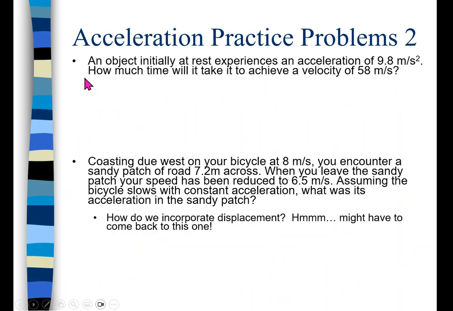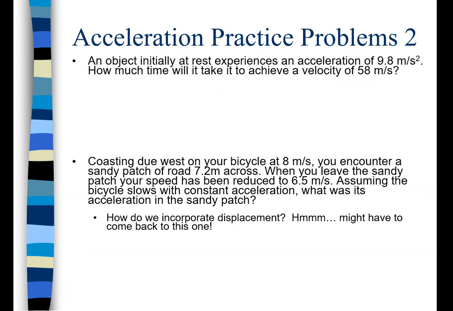Yes. An object initially at rest. So initially at rest, what does that mean? Experiences an acceleration of 9.8 meters per second squared. How much time will it take to achieve a velocity of 58 meters per second? Okay, so whatever this object is, it starts off at rest, that means the initial velocity is 0. It doesn't specifically say, hey, the initial velocity is 0, with those words, it doesn't have a number in there, but it says initially at rest.